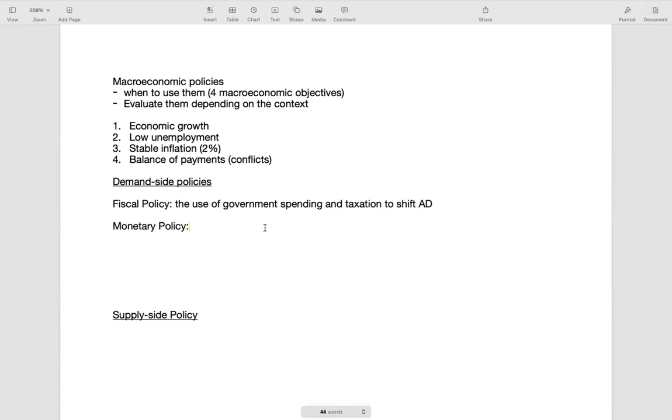Then monetary policy is the use of interest rates to shift AD. And you can obviously continue and say what else it's used for, but it's going to be mostly about these three. We don't really talk about this one because that's for exports and imports, but these policies will affect these three things.